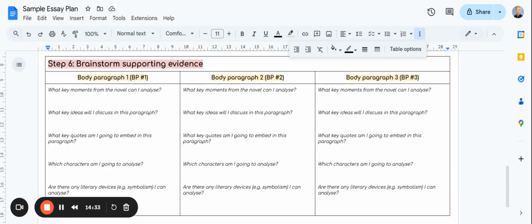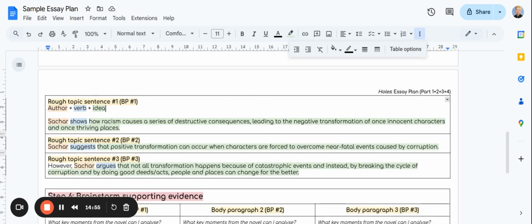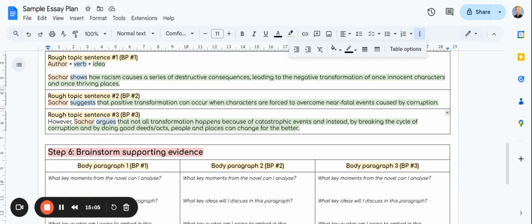Your job for the remainder of today's lesson is to brainstorm some supporting evidence. So, get your copy of Holes open, use the thematic chapter and passage worksheet that I gave you yesterday. Can you find key moments from Holes, key ideas, key characters to discuss, really important quotes from the book that can back up your three body paragraphs? So for each of these three topic sentences, for each of these three ideas, can you come up with evidence from the book to support your interpretations?